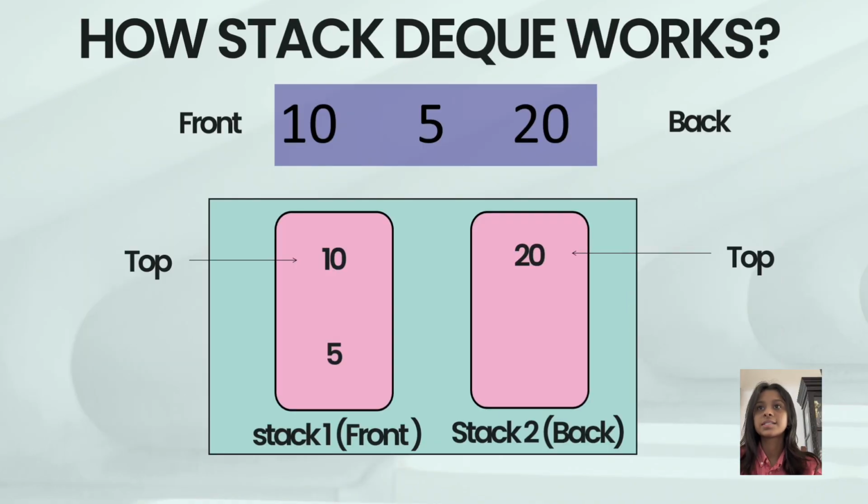Okay, so now let's see how StackDeque works. Basically this is how we implement a deck using two stacks. We should have a front stack and a back stack. The basic idea is the top element in the front stack should come to the front side of the deck, and the top element in the back stack should come to the back side of the deck. We'll see an example to understand it more clearly.